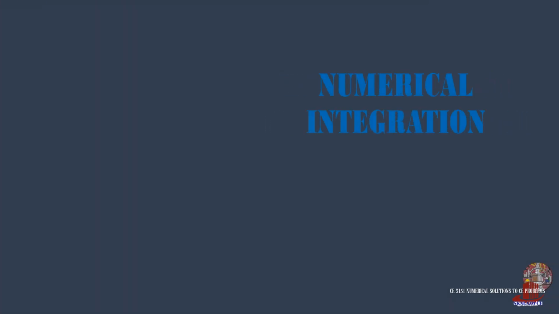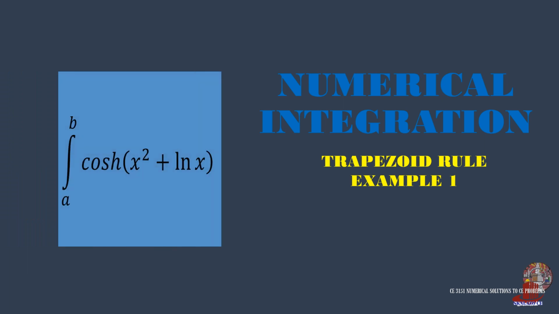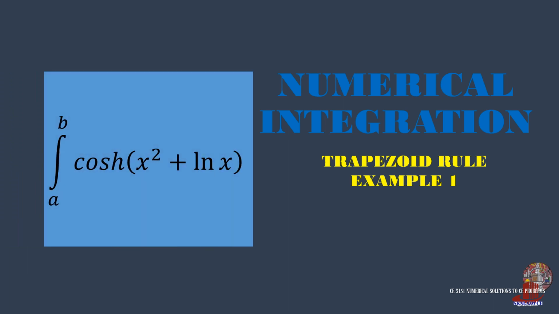Another approximate method of taking the area under a curve is the trapezoid rule.